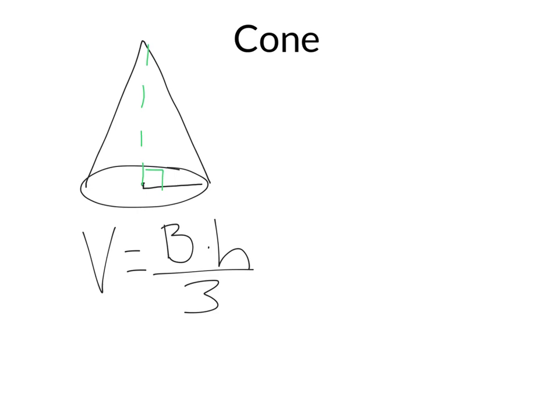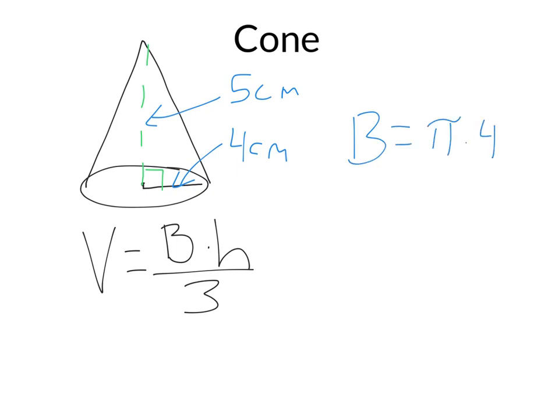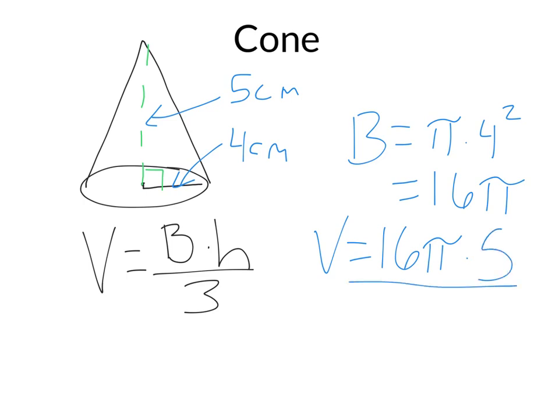Well, let's see if we got some dimensions here. How about my radius? We'll make my radius 4 centimeters. And we'll say this guy here is, how about 5 centimeters? How am I going to figure out my volume? Well, the area of the base is pi times my radius of 4 squared. So that's 16 pi. We'll keep it exact for now, okay? And then let's plug it into our formula. Area of the base is 16 pi times my height of 5 all over 3.